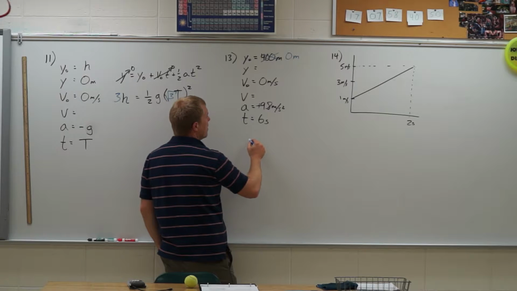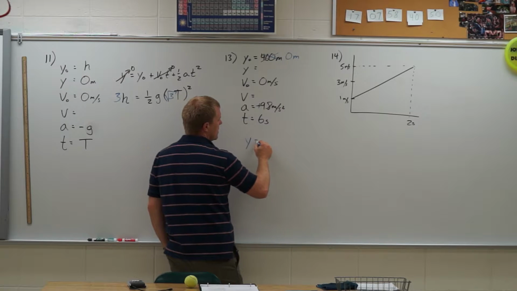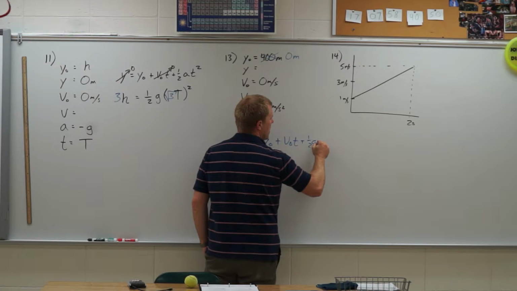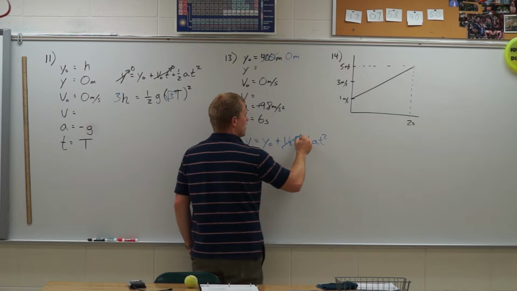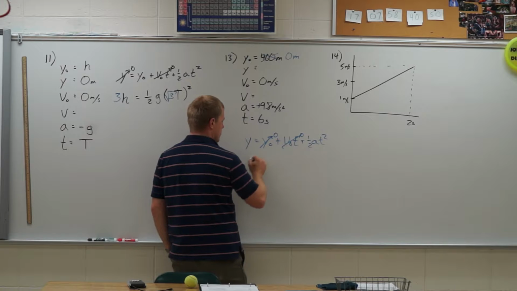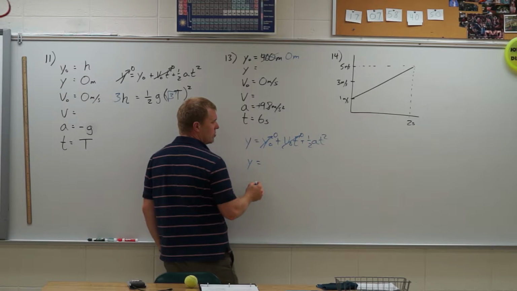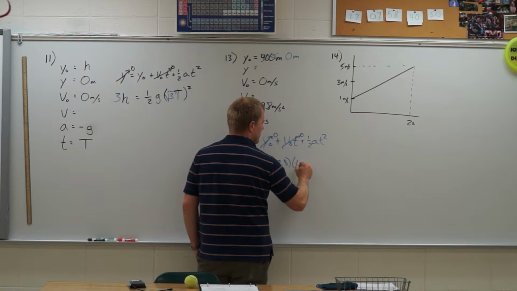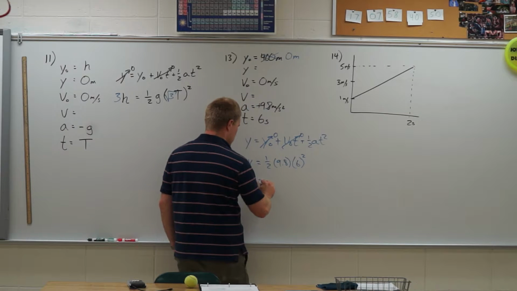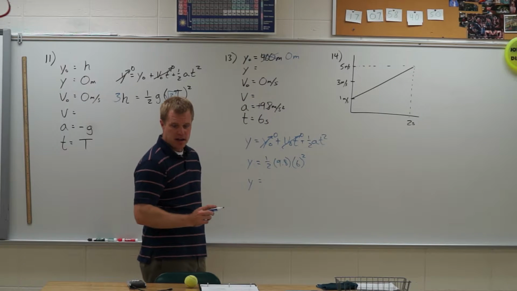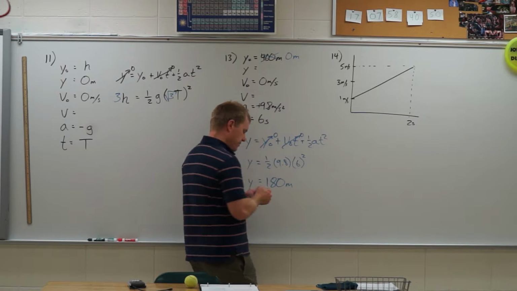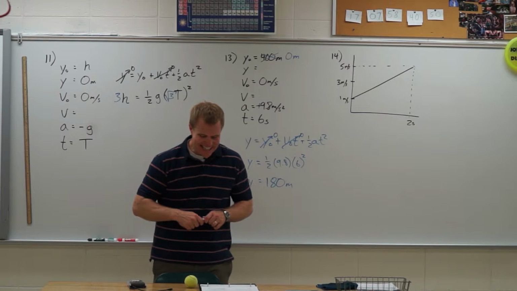So now I can say, all right, y equals y naught plus v naught t plus 1/2 at squared. V naught was 0, y naught was 0. So the distance down it goes is equal to 1/2 times 9.8 times 6 squared. And so you should end up with about 180 meters. So the correct answer there would be D.